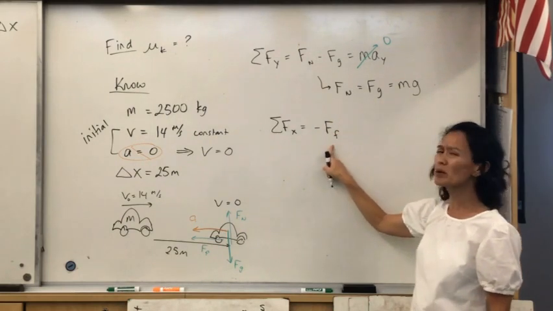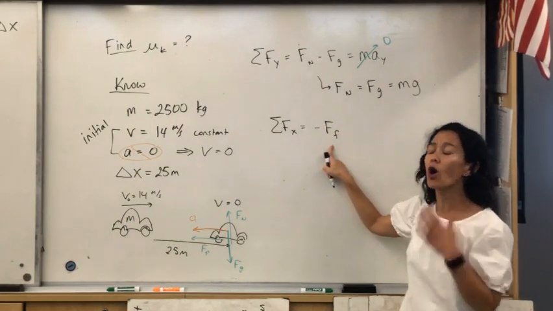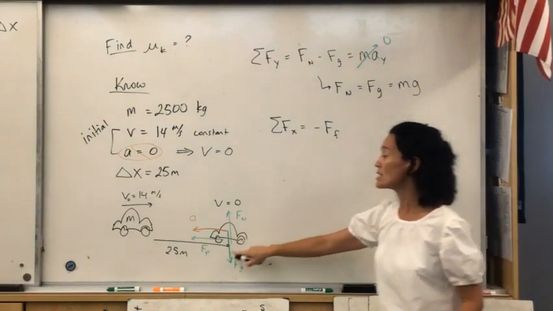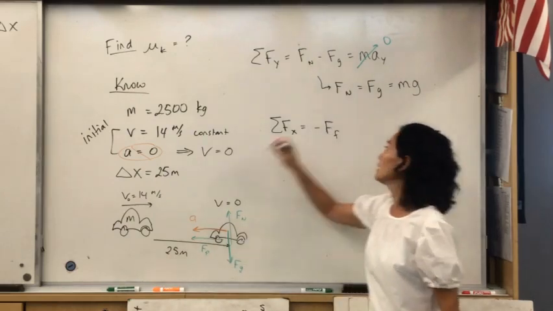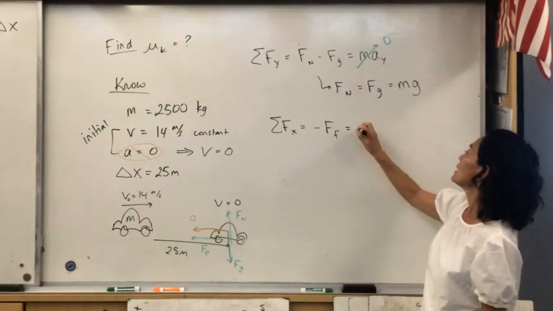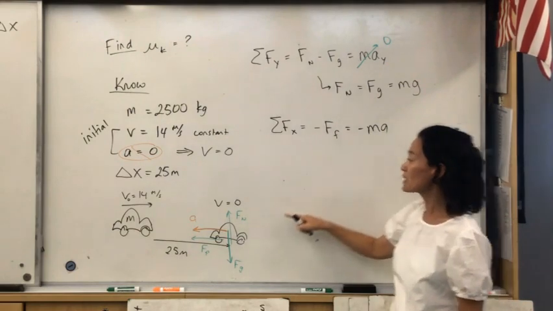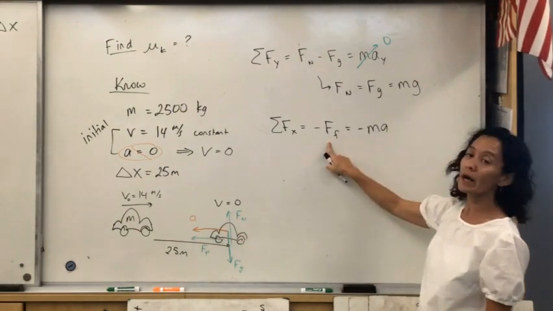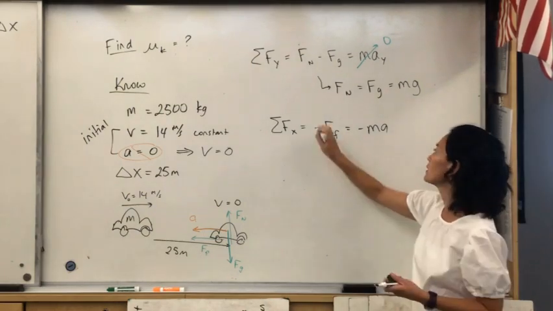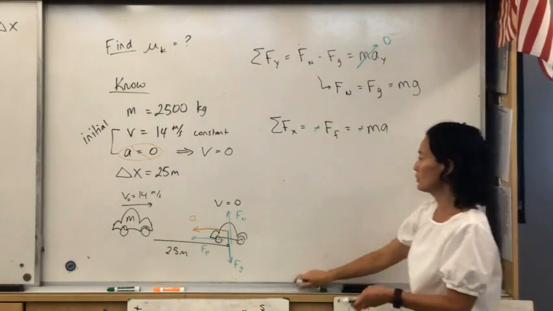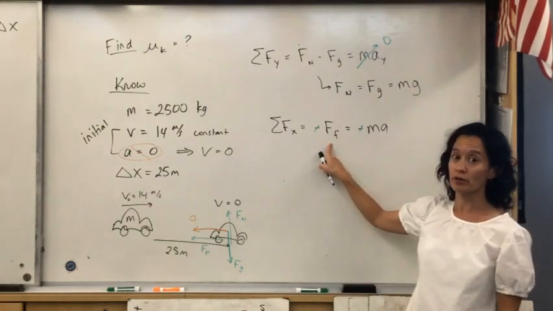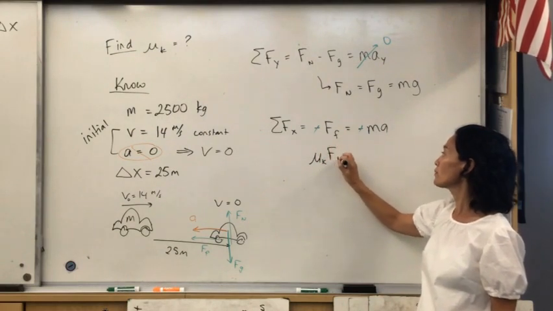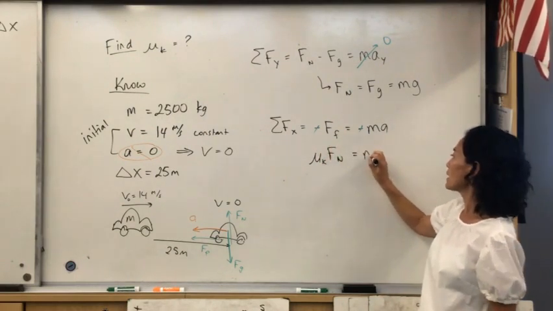And I know you're wondering why I'm doing negative. The direction of motion should always be considered positive. So this is negative Ff equal to negative ma. And it's negative because it's in the opposite direction. What can I substitute in? Well, the negatives cancel, and I know an equation for friction now. Friction is equal to mu, in this case mu k, times my normal force. And that's going to equal ma.